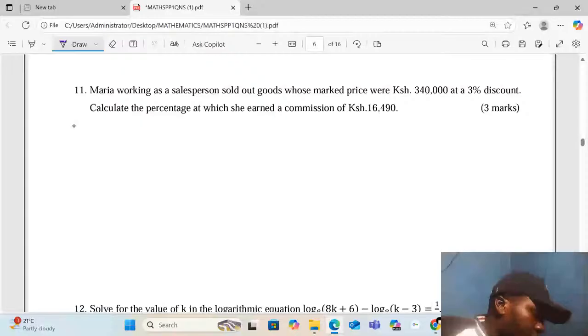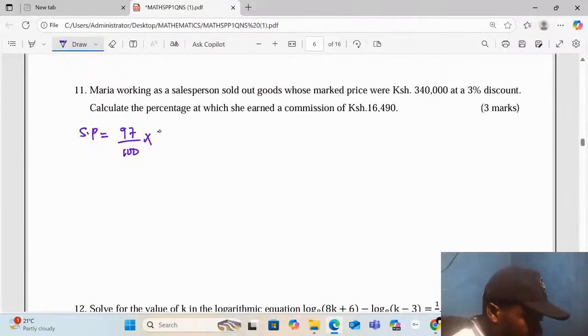The selling price. Now the selling price becomes, getting a 3% discount, that means the good was sold at 97 over 100 of now 340,000. That means the selling price was 329,800.